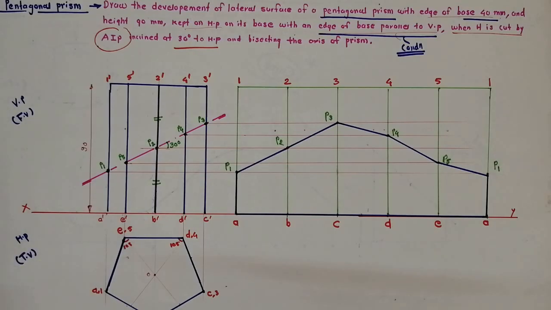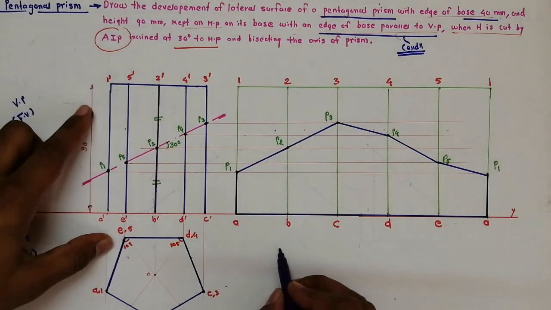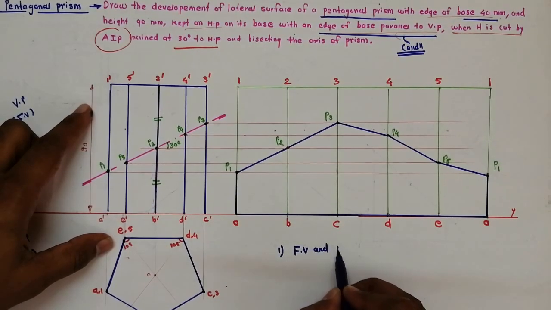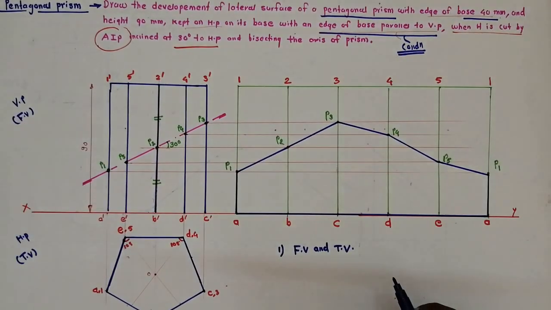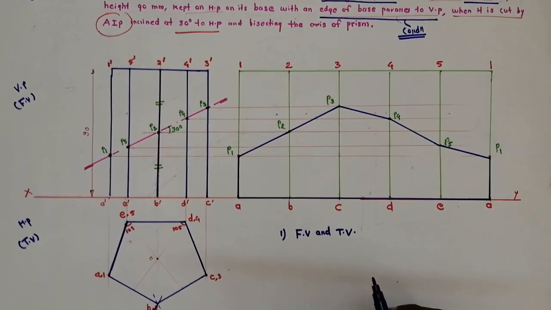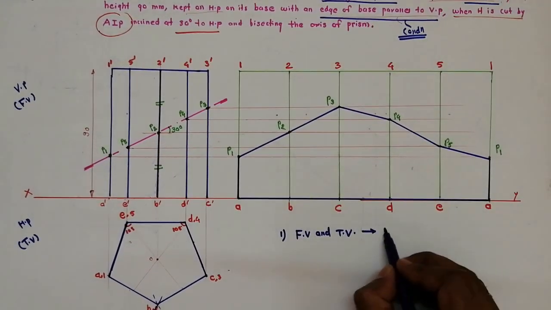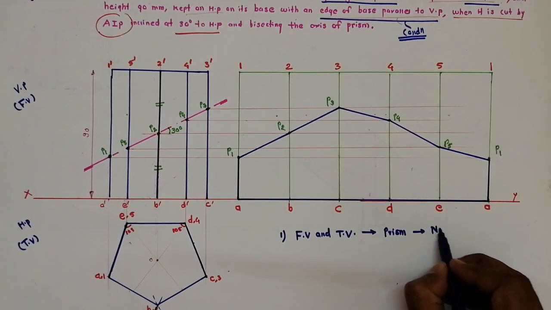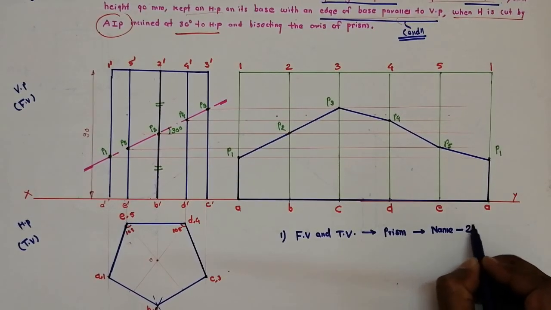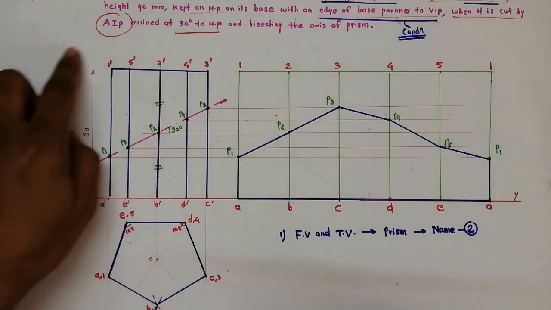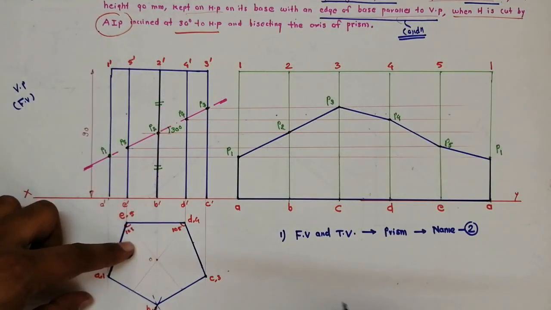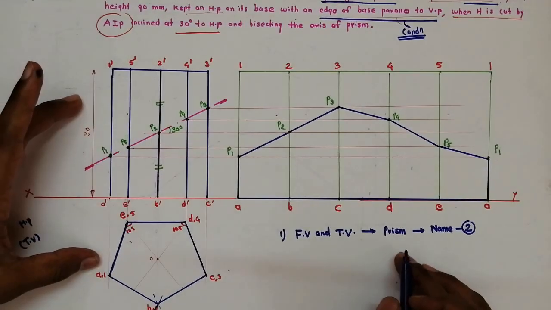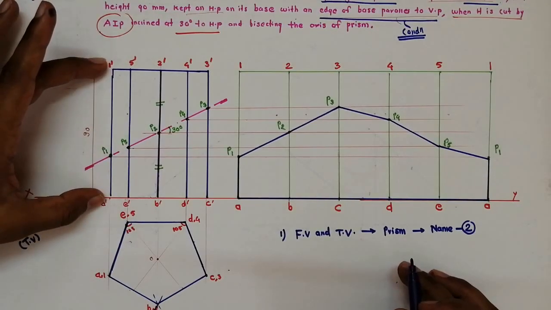So just remember these steps. What is the first step? The first step is to construct the front view and top view. Okay, so we have constructed the front view and top view. Now since this is a prism, if prisms and cylinders are there, you have to name it twice. So naming we have to give twice: A, B, C, D, E, and 1, 2, 3, 4, 5. Whenever there is a prism problem, the front view is a rectangle.